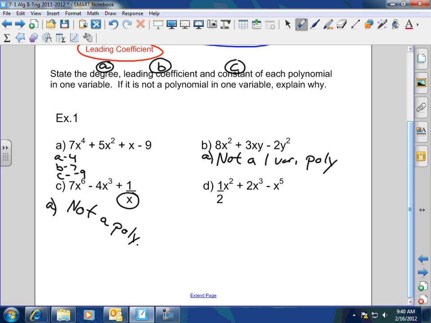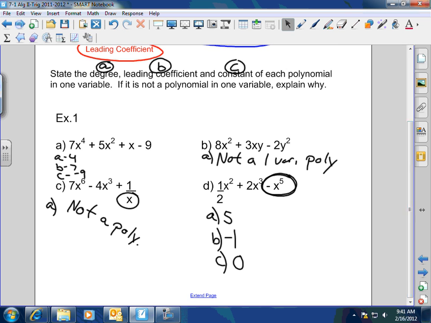Very good. What's the degree here? 5. Very good. Even though it's not in order, that's the highest degreed exponent. What is the lead coefficient then? -1 because it belongs to the leading degree. Very good. And the constant here? 0. There is none. Very good.